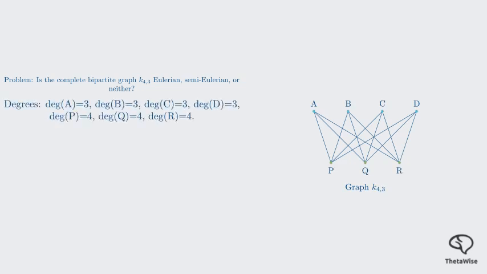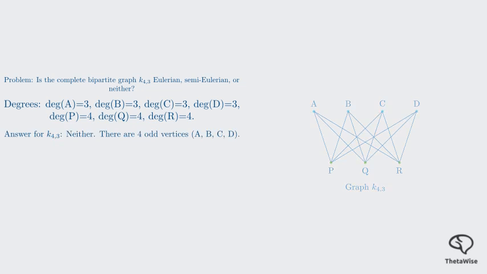Let's list the degrees of each vertex in our K4,3 graph. The vertices A, B, C, D in the first set each have 3 edges connecting to them, so their degree is 3. The vertices P, Q, R in the second set each have 4 edges connecting to them, so their degree is 4. We have found 4 odd vertices, A, B, C, D. A graph with 4 odd vertices is neither Eulerian nor semi-Eulerian. It has more than 2 odd vertices, so no continuous trail can visit every edge exactly once. So our conclusion for K4,3 is that it's neither.